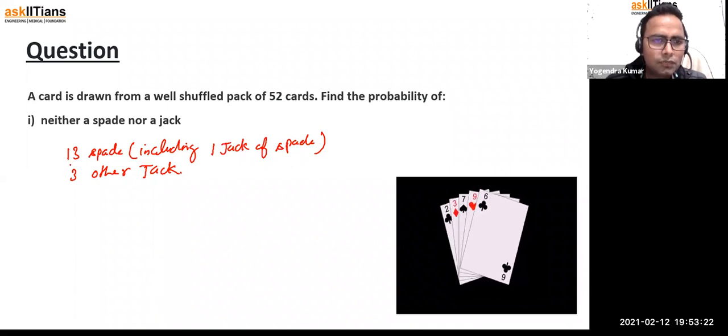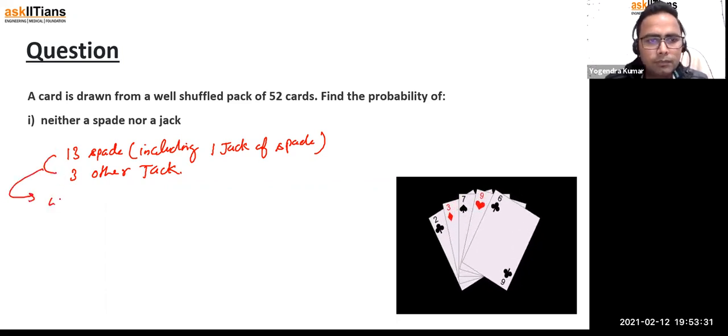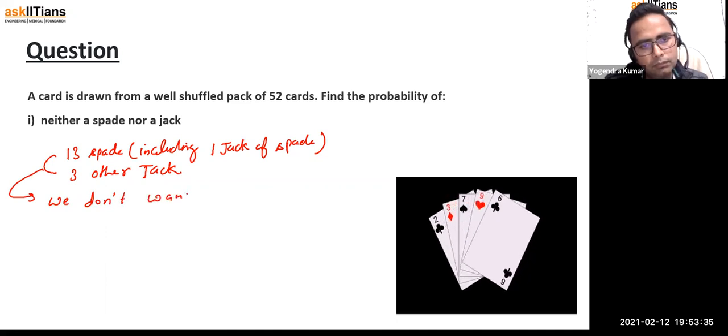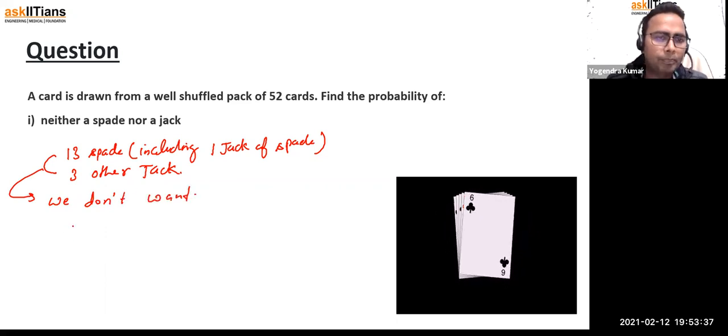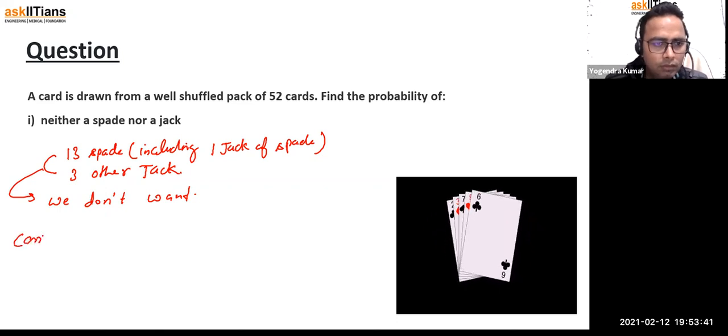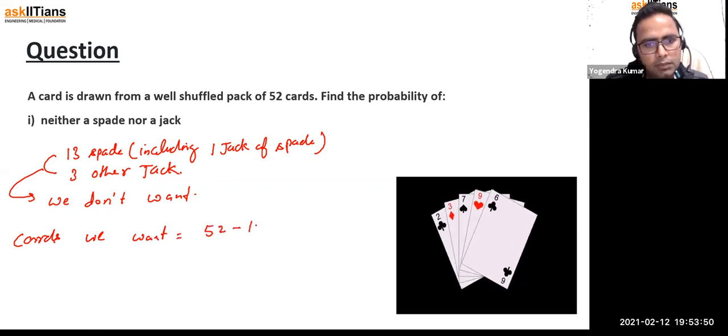So total cards which we don't want, how many are there? 16, right? 16 are those cards. So these are the cards we don't want. So how many cards are remaining? So the cards which we want will be what? 52 minus 16.